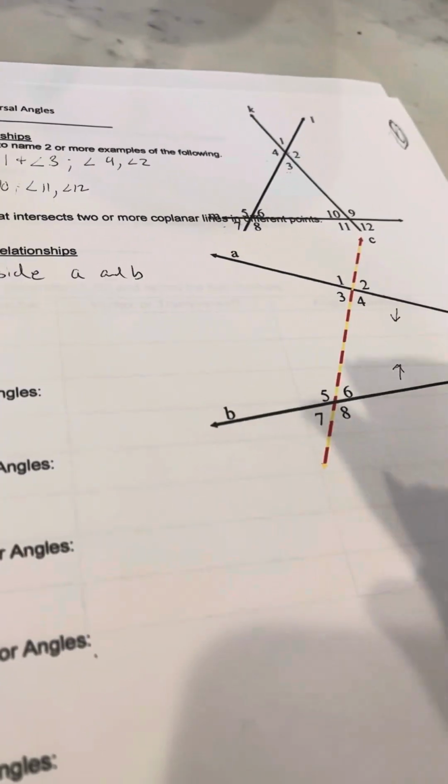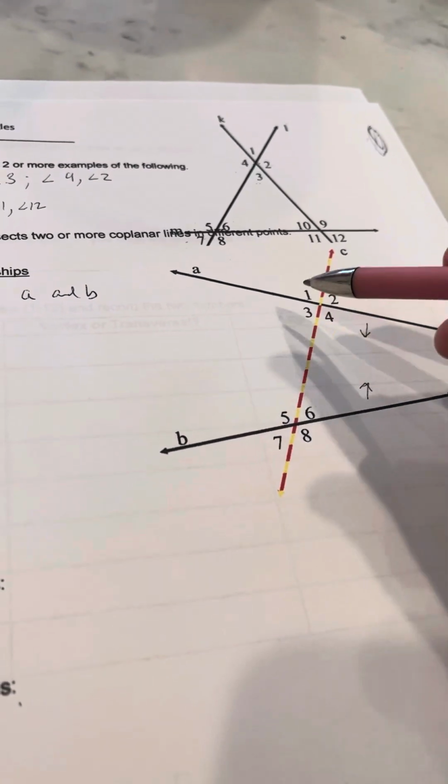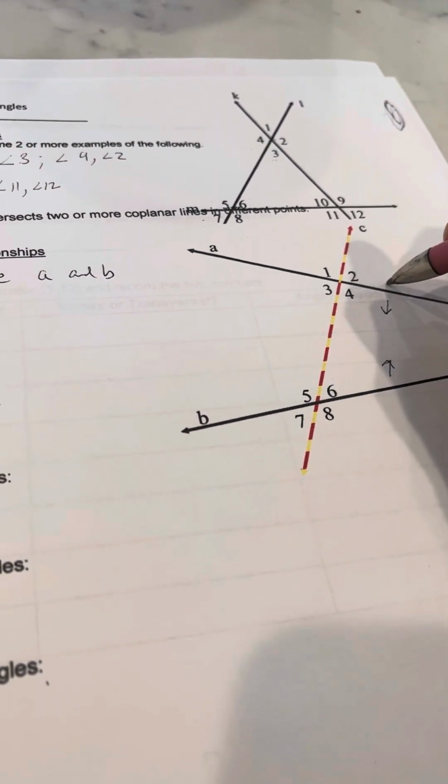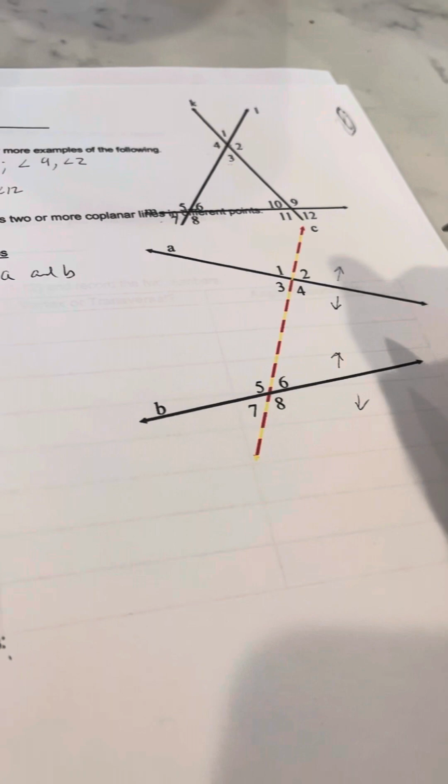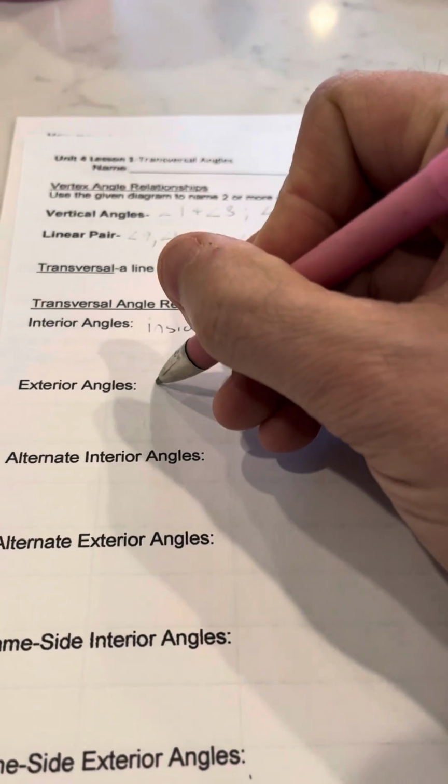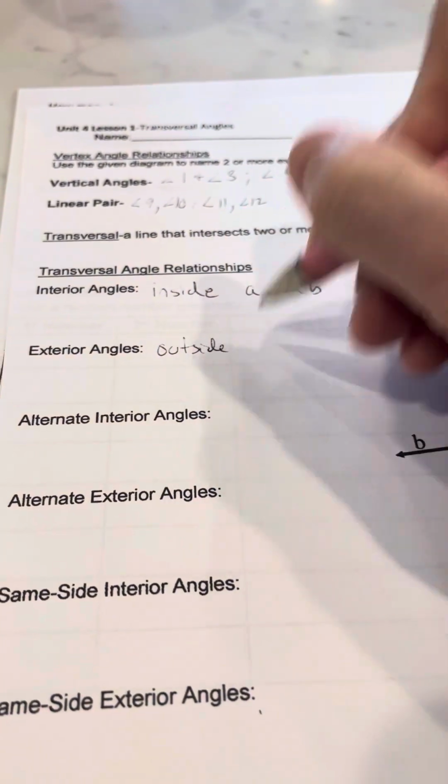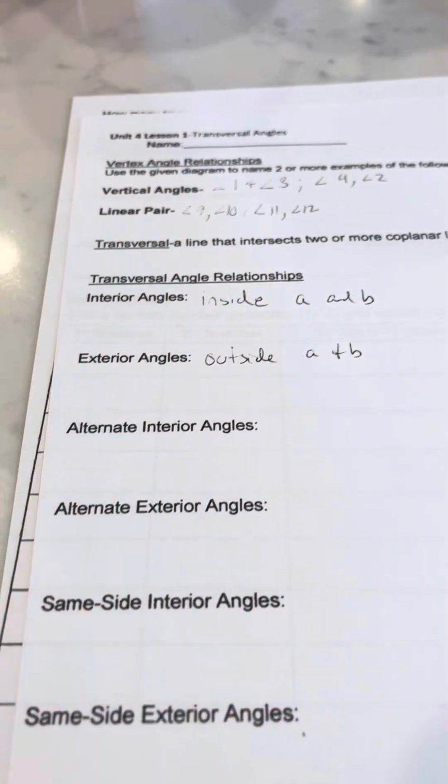Here we are, exterior angles. So again, talking about the lines A and B, exterior is going to be outside of those lines. So outside A and B.